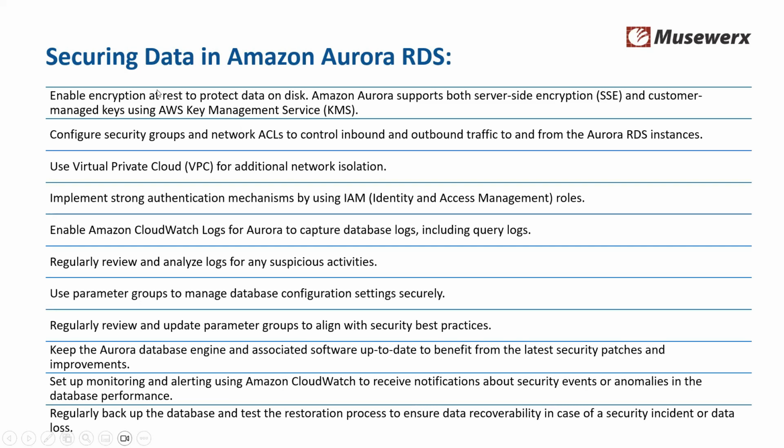So, how can we secure data in a serverless environment? Enable encryption at rest to protect data on the disk. Amazon Aurora supports both server-side encryption and customer managed keys through Key Management Service (KMS). So it leverages secure services that are natively provided by AWS. Just imagine it is running on a server in an instance-based model. The paradigm of security encryption will be the same for data in transmission as well as data at rest.